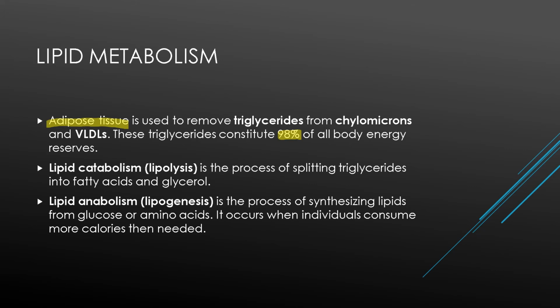In order for muscle, liver, and adipose tissue to oxidize the fatty acids derived from triglycerides to produce ATP, the triglycerides must first be split into glycerol and fatty acids. So this is a process called lipolysis. This is lipid catabolism. So again, this is completed mainly by muscle, liver, and adipose tissue. These are going to be the tissue types that can perform lipolysis.